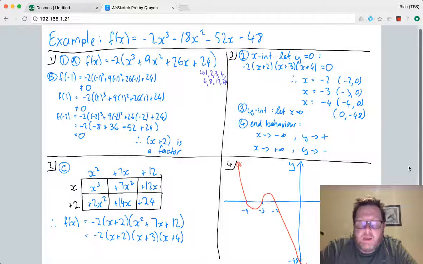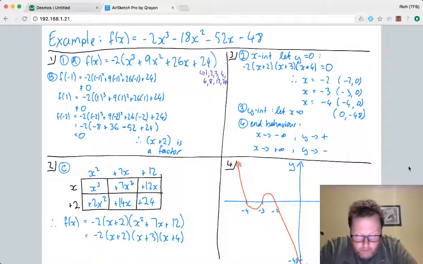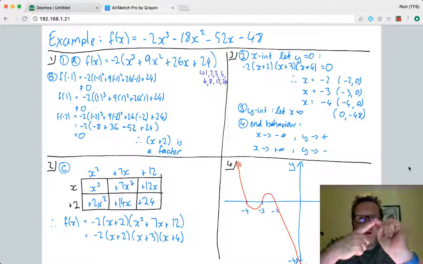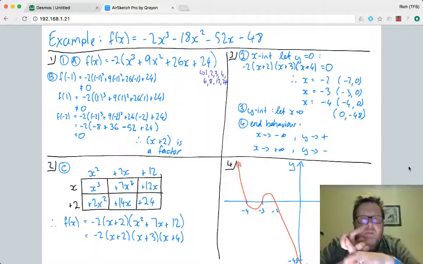And that's basically the end of it. So you've now got the ability to draw a graph from any possible combination. If it's a base graph which has been transformed, you're right to go. If it's in intercept form to start with, you're right to go. And if it's in general form, you know to factorize first and then do it from intercept form. So that should be it for how to graph a cubic given the function.